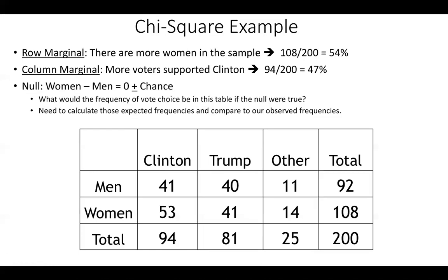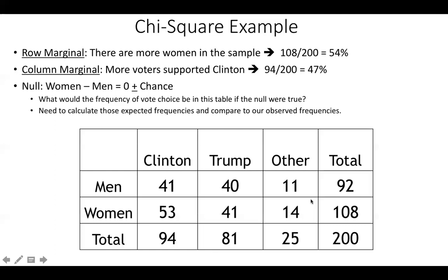Now, in a world where the null is true, any differences between men and women should be equal to 0 plus or minus random chance, which leads to a question that we need to answer before we can even start the statistical testing. And that is, what would the frequency of vote choice be in this table if the null were true? So in a world where differences between men and women are 0, if the pattern of voting for men is exactly the same as the pattern of voting for women, what numbers would we observe in these 6 cells? And that's step 1.